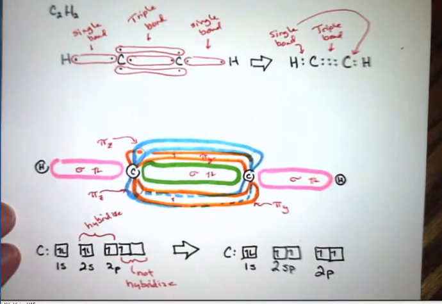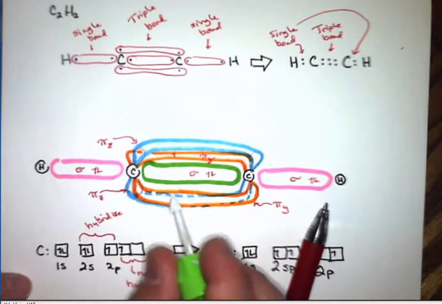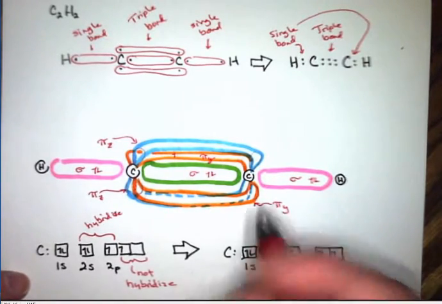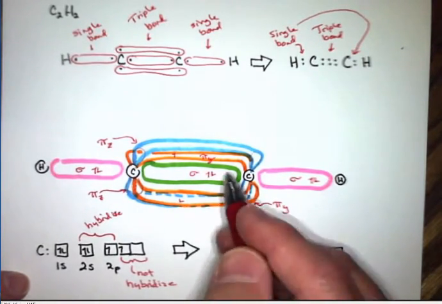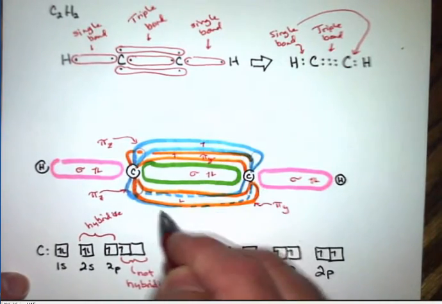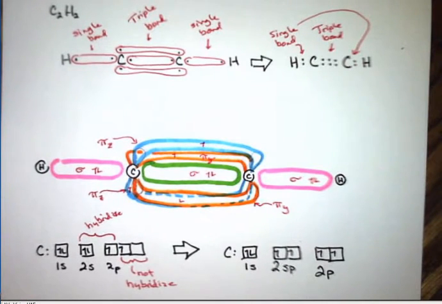I should have made one up and one down. Let me change that. And 2 electrons in pi Z. I don't know how to stick it in there. I'll have to put it over here somewhere in my drawing.